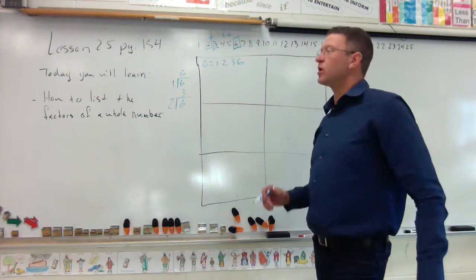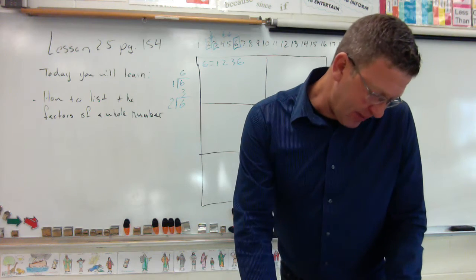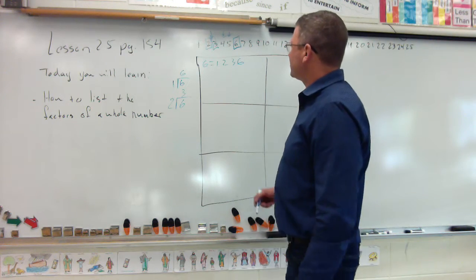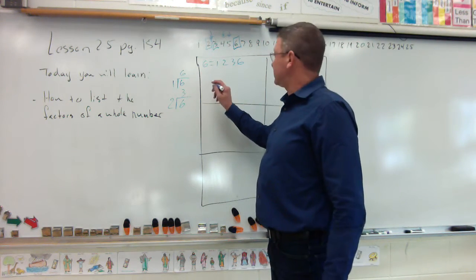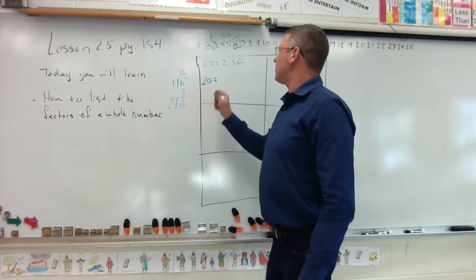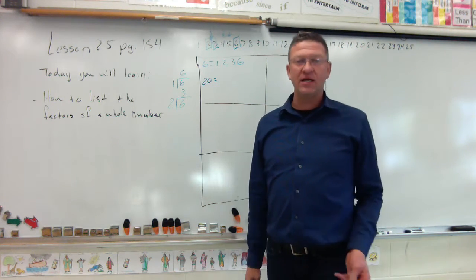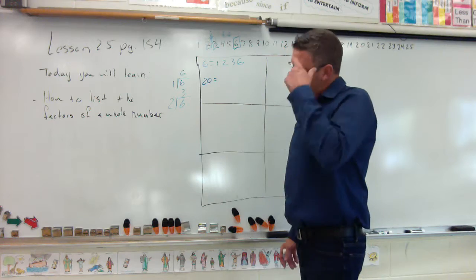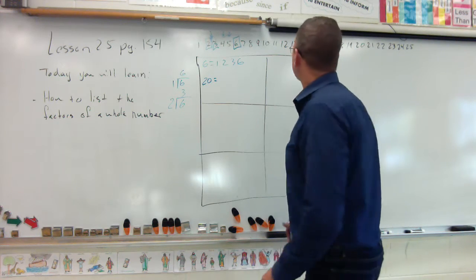And then a bigger number, we're going to start the same exact way. Example number 1 says, list all the factors of 20. I'm going to fit it in the same box, okay? 20 equals. That's how we list factors. We always say 20 equals, and then we start listing. Now, guys, where do we say we're going to start? Well, we're going to start at 20.